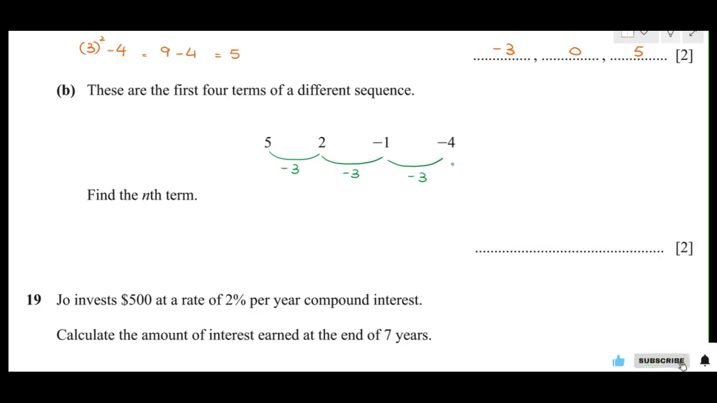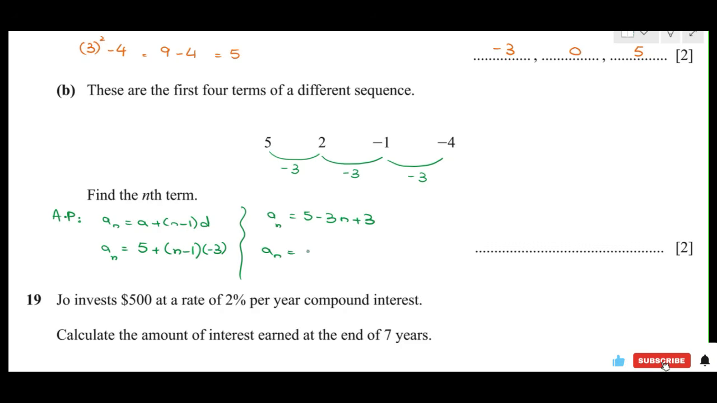When we have a common difference, we have an arithmetic progression, right? For an arithmetic progression, the nth term an is equal to a plus n minus 1 times d. Here a is the first term of the sequence, which is 5, plus n minus 1, and d is the common difference, which is negative 3. So the nth term an is 5 minus 3 times n minus 1, and minus times minus is plus 3. So 5 plus 3 is 8 minus 3n. This is the nth term for that sequence: 8 minus 3n.